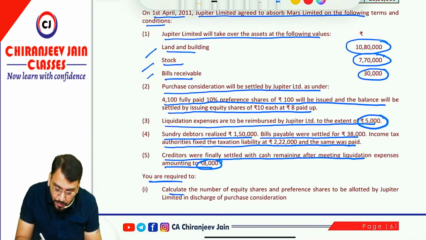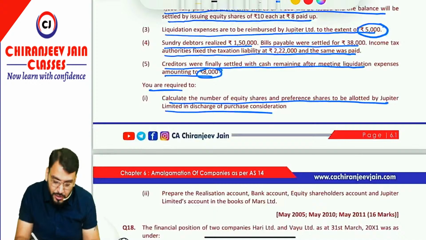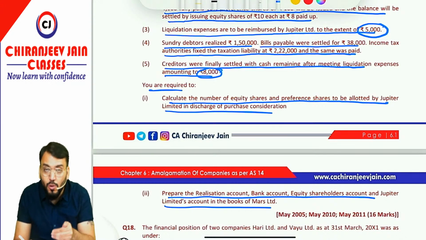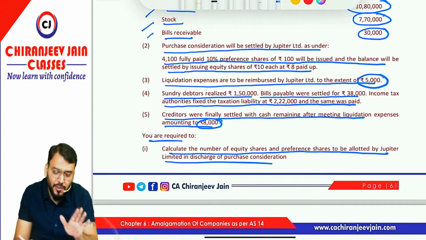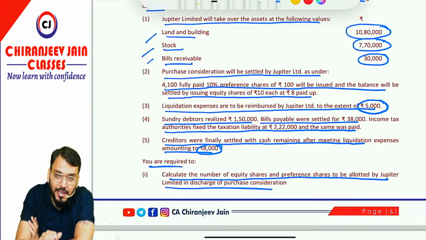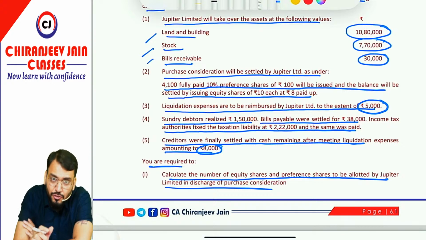You are required to calculate the number of equity shares and preference shares to be allotted by Jupiter Limited in discharge of PC. It means first the calculation of PC, and prepare realization account, bank account, equity shareholders account and Jupiter Limited account in the books of Mars Limited. It means we will close the books of which company? Mars Limited. Correct. Now first you need to tell me, will PC be calculated using which method? Net payment method or net asset method? This is the only area where students can make a mistake. Tell me, you all say net asset method or net payment method.